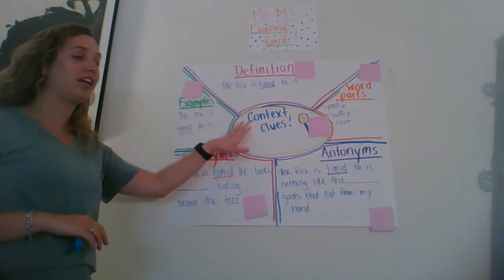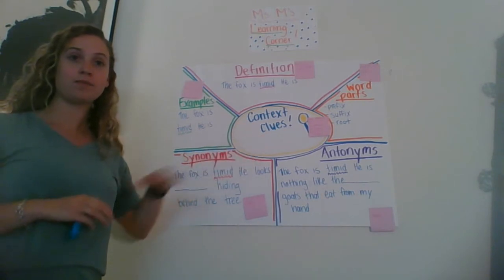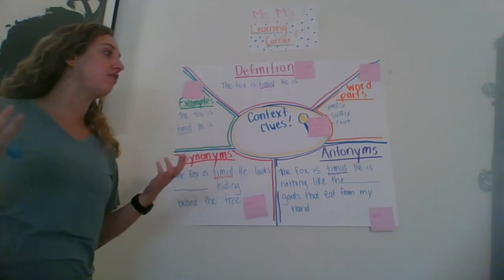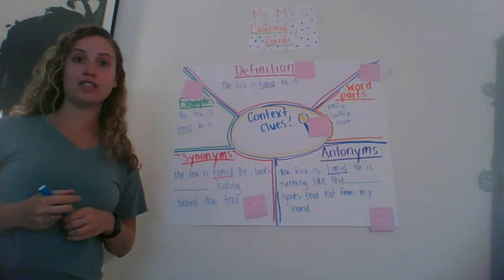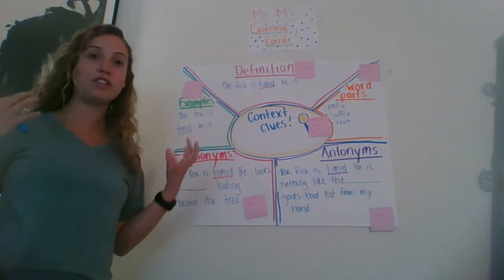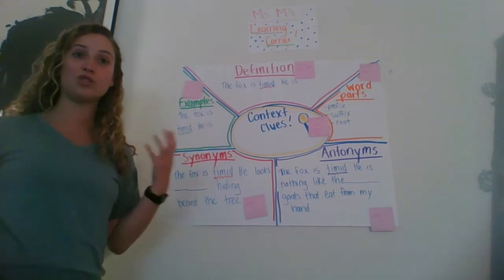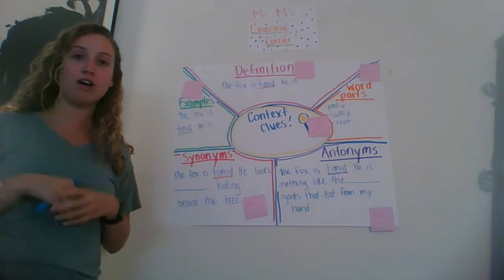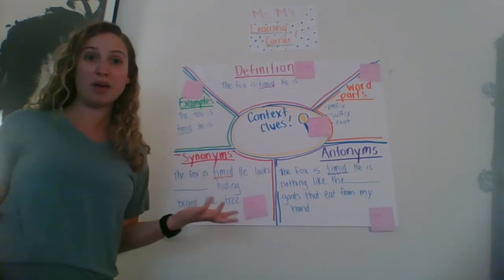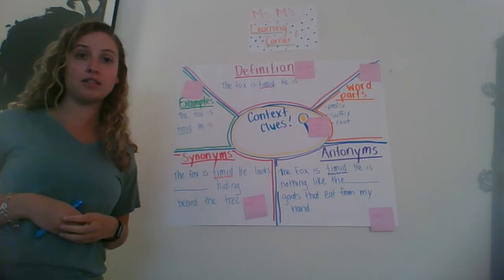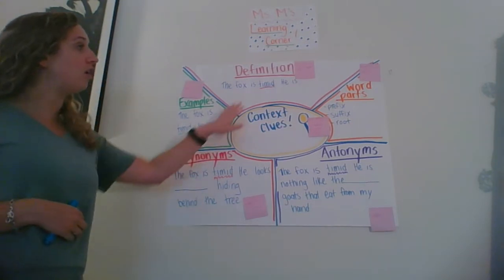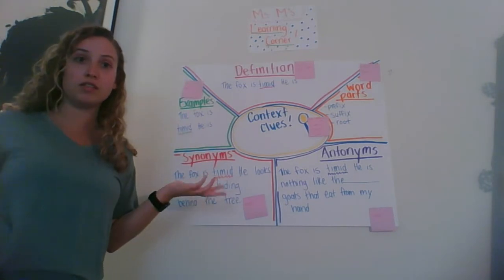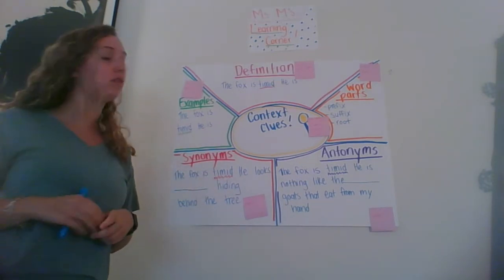Today we're going to be looking at context clues. Context clues are clues that readers use to find the meaning of unknown words in a text. So there are all of these different things that we can think to ourselves while we're reading a story or a passage to help us figure out a word that maybe we don't know the meaning of. As you can see, there are a few different ways that we can figure out what an unknown word means and use those context clues.